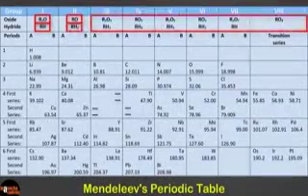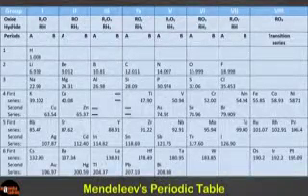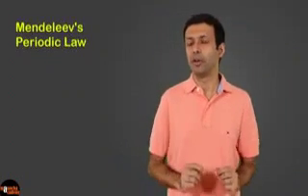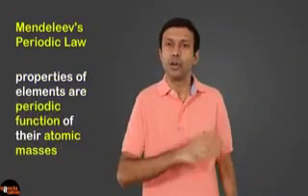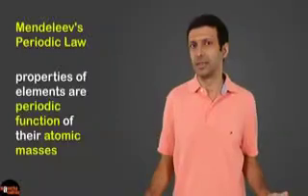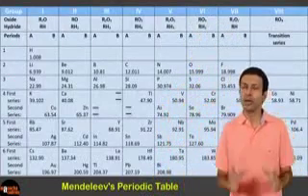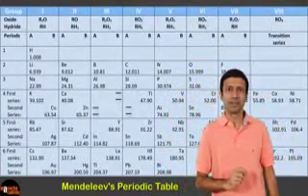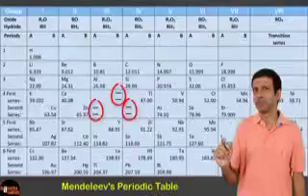Elements were mostly arranged in order of increasing atomic mass. The horizontal rows are called periods and the vertical columns are called groups. Mendeleev observed a repetition in physical and chemical properties. He formulated Mendeleev's periodic law, which states that the properties of elements are a periodic function of their atomic masses. Now if you closely look at Mendeleev's periodic table, you'll find something really interesting. Do you see some gaps in there?